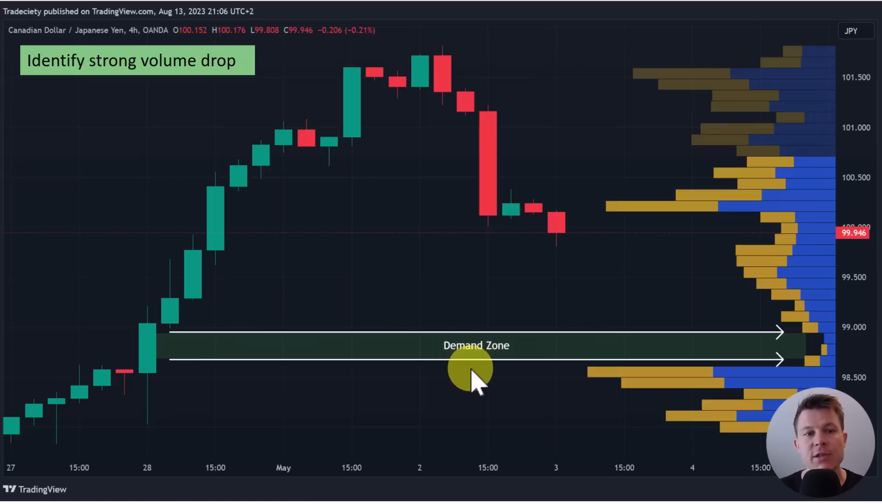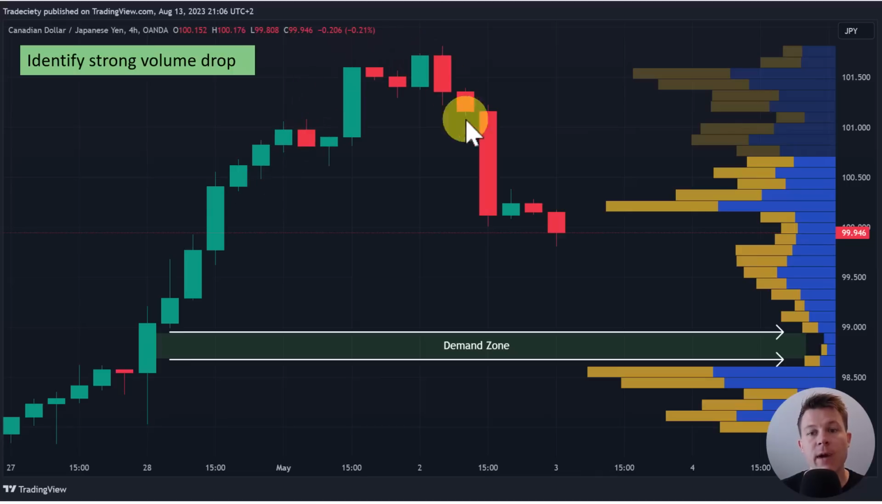And what you want to do is you look for a strong volume drop. What you see here is a very, very high volume bar on your indicator. And then on the next volume bar, you see a significant drop. This is a huge change in the market. And this is then showing us that there is a very strong demand area. And the demand area started this uptrend.